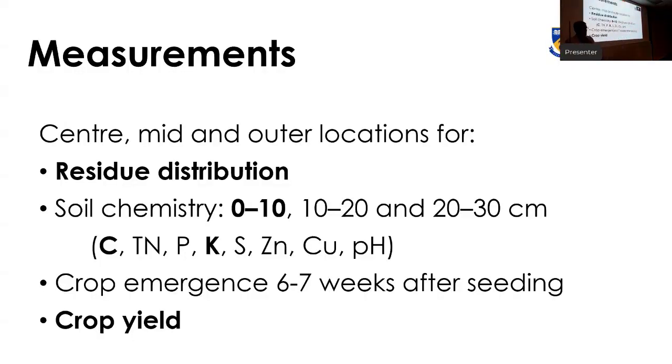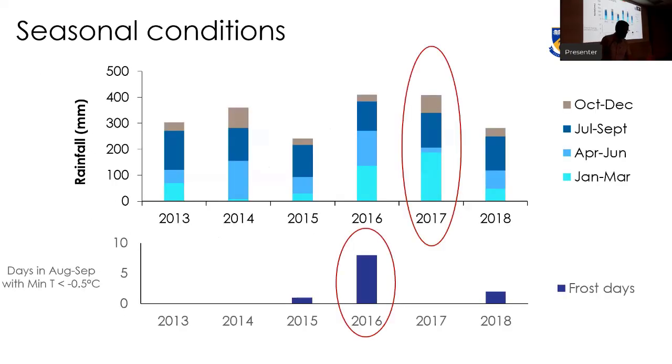So, measurements. What I'll be presenting today is the stuff in bold. We're looking at residue distribution, we'll be looking at the carbon and potassium in particular for soil chemistry, and we're looking at crop yield. We're writing a paper where we're putting all this other stuff in as well, so in the interest of time, I'll skip through some of it.